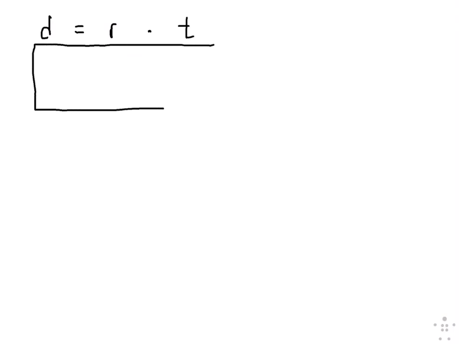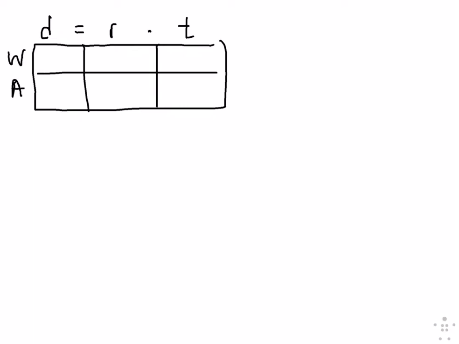Okay, for number 6, there's an airplane and it's traveling against the wind and then it's coming back with the wind, and they want us to find the total flying time for the round trip if there was no wind. Okay, so let's make our table. D equals R times T, and we have with the wind and against the wind, right? Okay, so let's fill in our information.